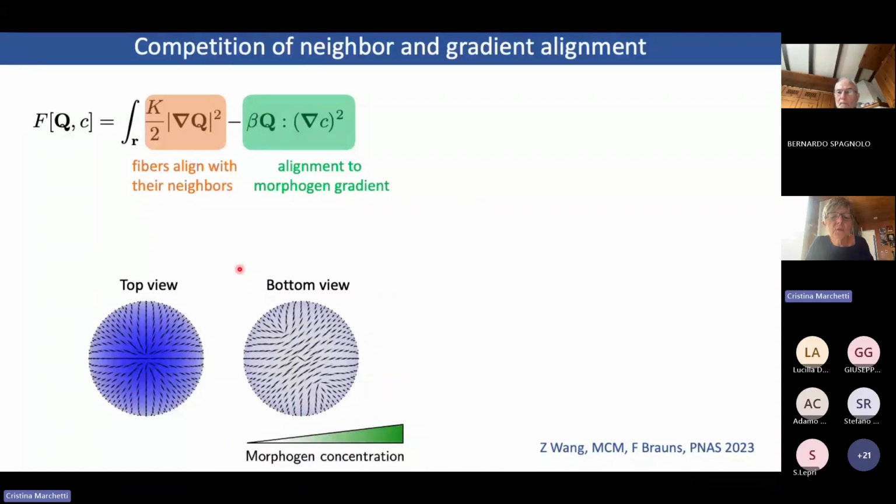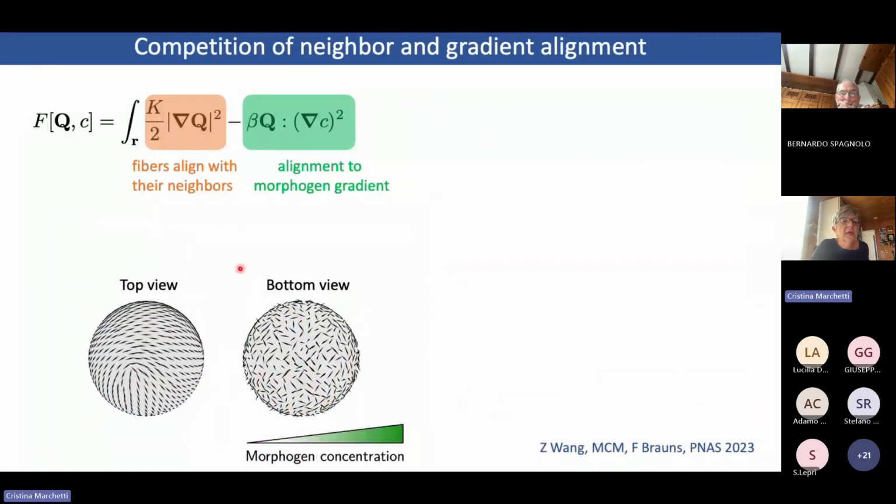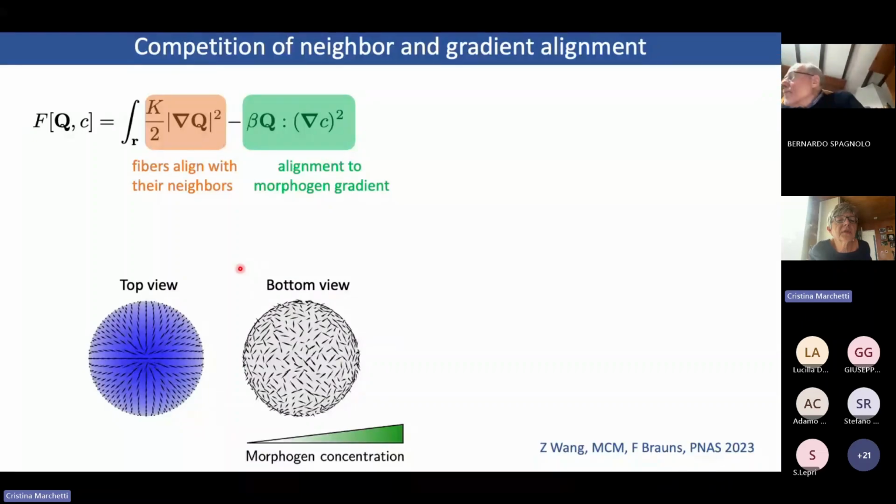Okay, this was a bit too fast. Let me see if I can go back. Okay, so you see that the two +1/2 defects become very close to each other, acquiring almost the structure of a +1 defect, while in the bottom of the sphere, they remain relatively well separated.